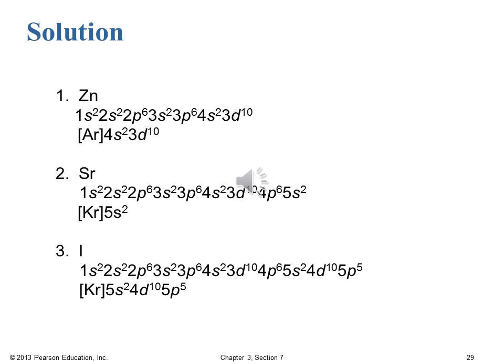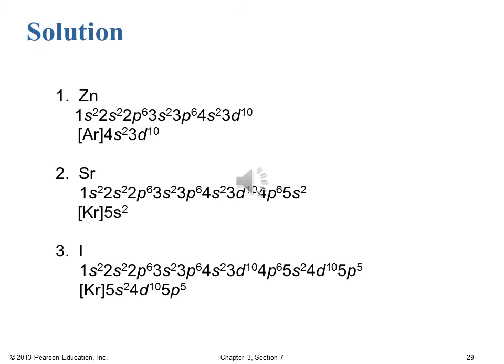For strontium, we're now in period 5, so 1s2, 2s2, 2p6, 3s2, 3p6, 4s2, 3d10, 4p6, or we could abbreviate all that with just krypton in brackets, and then finally 5s2 to end either the full or the abbreviated form. Finally, with iodine as our last question here in this learning check, we have another period 5 element.